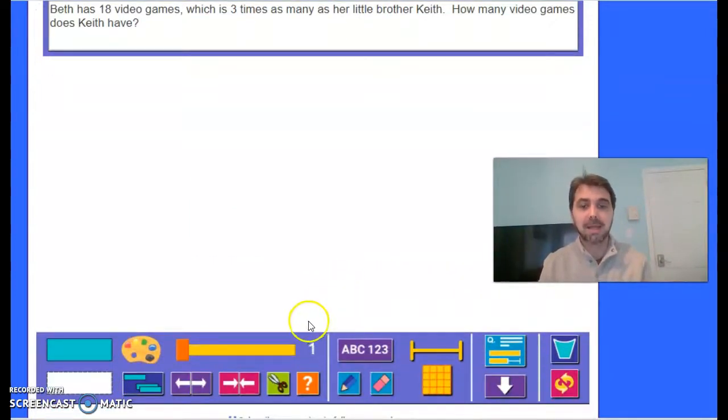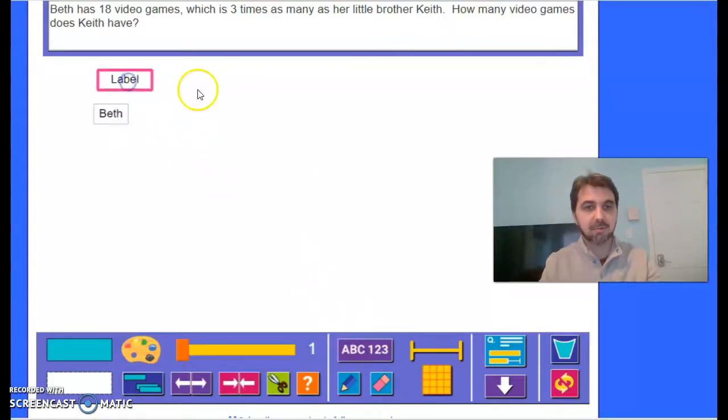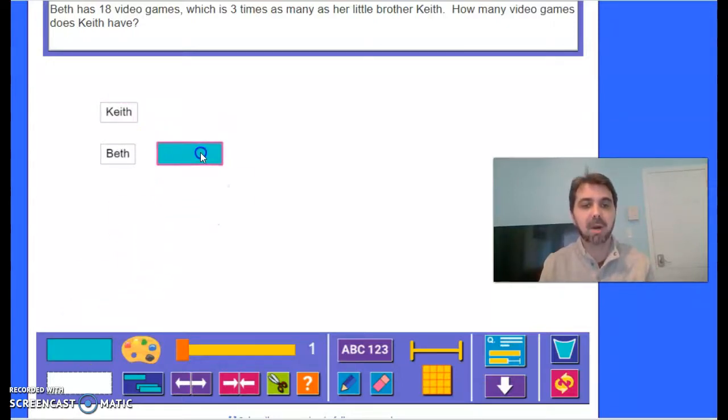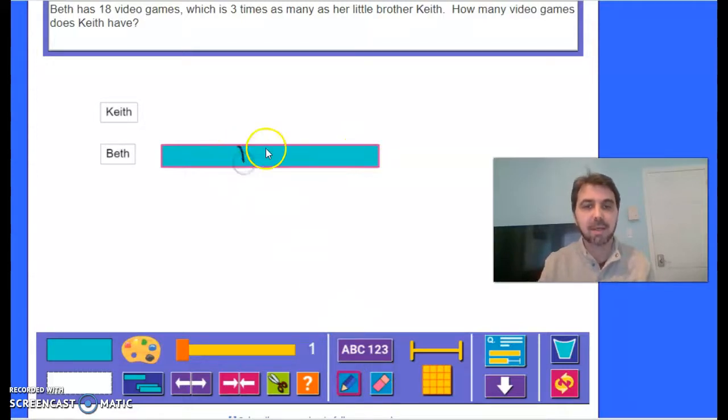So use our handy dandy math app here. So we have Beth, right? And we have Keith. Actually, I'm going to move Beth down here. I'm going to put Keith right here. All right, so we know that Beth has 18 video games. So if I put a bar up here, I'm going to make it a little bit longer, okay? So this represents 18 video games. So I'll write in there 18.